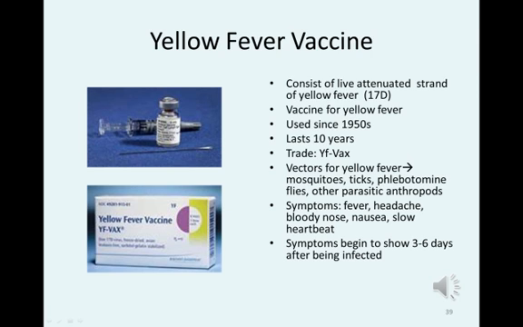Yellow fever vaccine consists of live strains of yellow fever, used since the 1950s, lasts for 10 years. Vectors include mosquitoes, ticks, phlebotomine flies, and other parasitic arthropods. Symptoms also include fever, headache, bloody nose, nausea, and slow heartbeat.